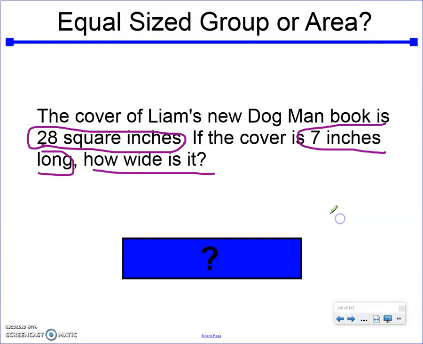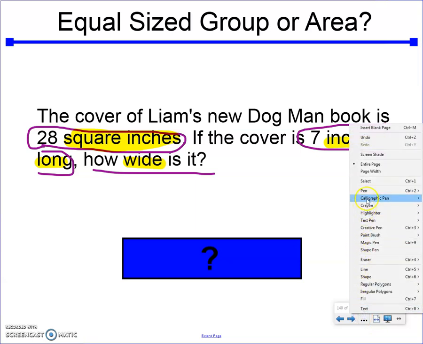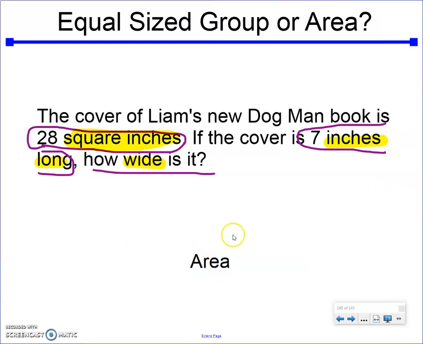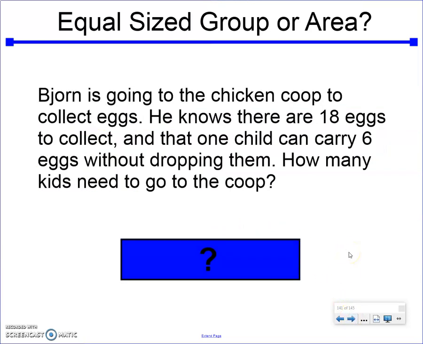I also noticed a couple key words. I noticed it says square inches. Now I know right away when we're talking about square inches, we're talking about area. I also see inches long and the word wide. All of these are clues that I'm talking about area. Since I can see that we know the area of this book, it's 28 square inches, and we're trying to figure out how wide it is, I can tell this is clearly an area division story problem. Let's take a look at another problem.